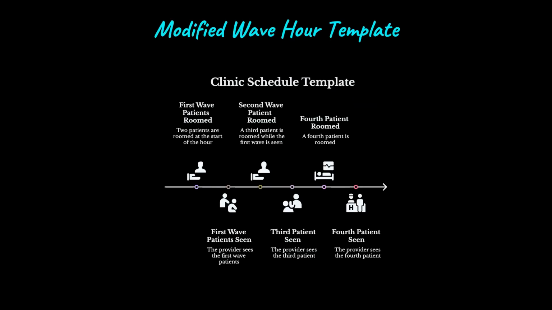Mechanically, a 4-patient per hour clinic places 2 appointments at the top of the hour, then single slots at 20 and 40 minutes past. Staff room 1 wave patient while starting the second, and the provider staggers between rooms, absorbing short delays before reaching the later stream slots.